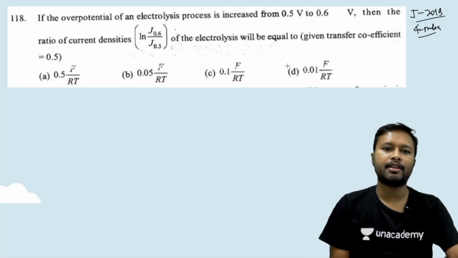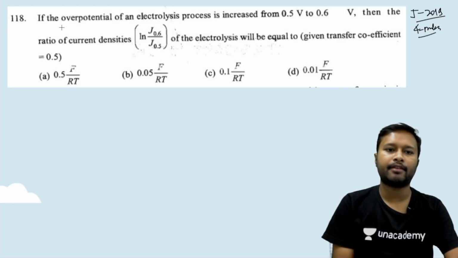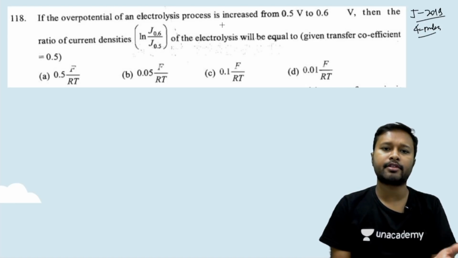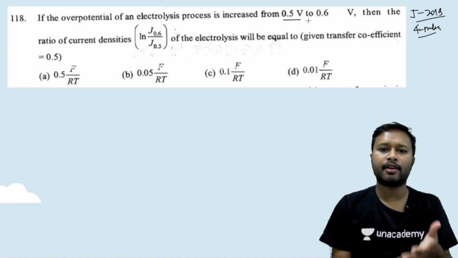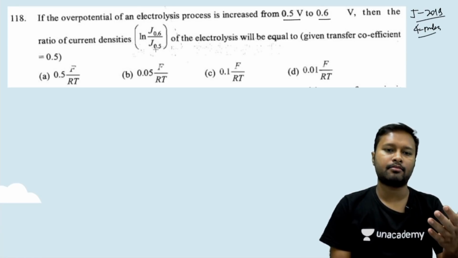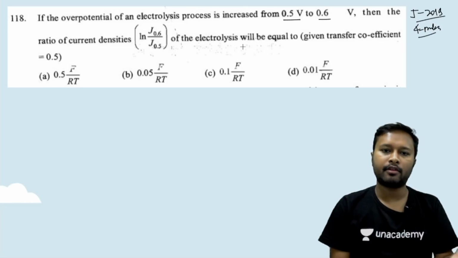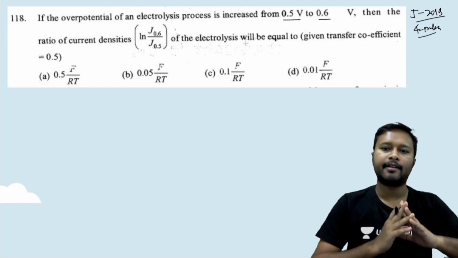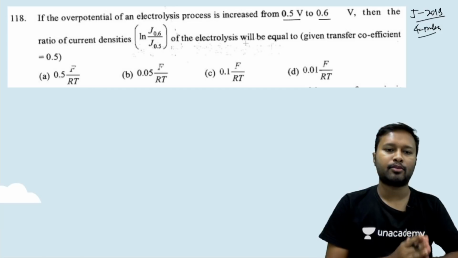The question basically is: if the overpotential of the electrolysis process is increased from 0.5 volt to 0.6 volt, then the ratio of current densities, that is ln J 0.6 to J 0.5, of the electrolysis will be equal to what? It's given that the transfer coefficient is 0.5.